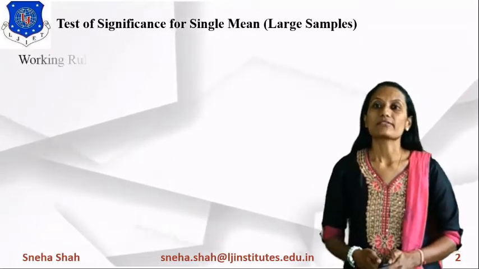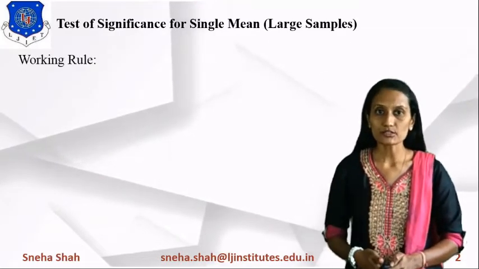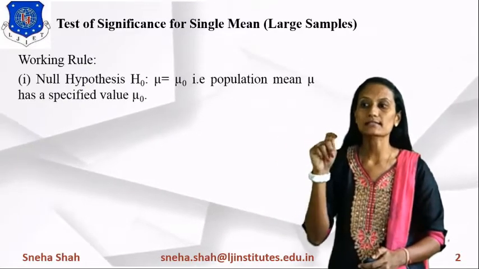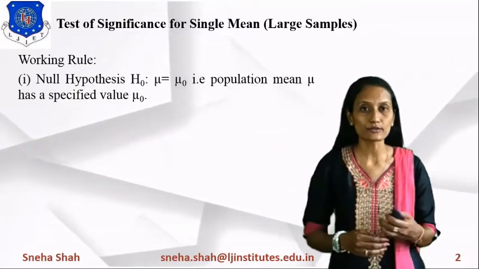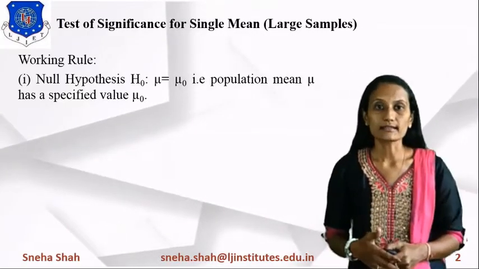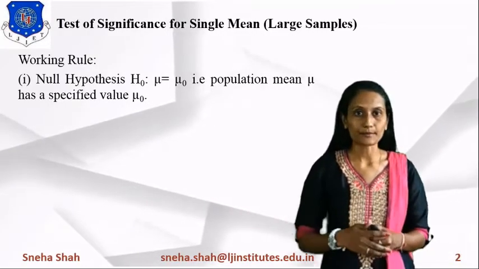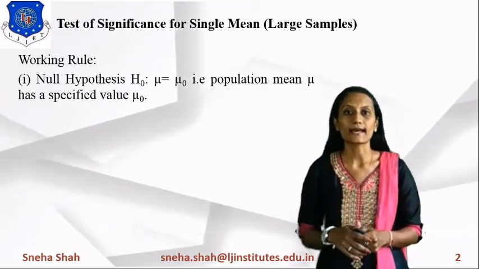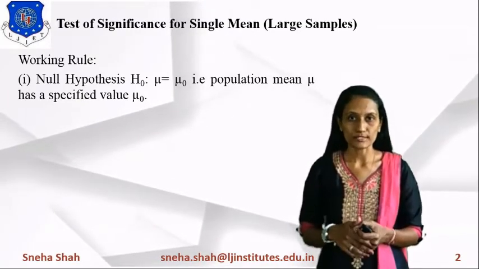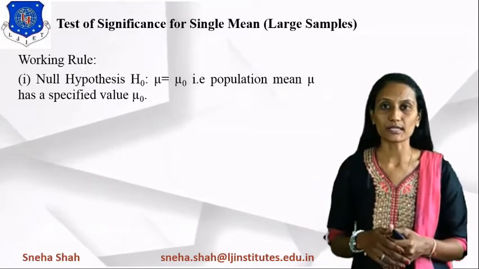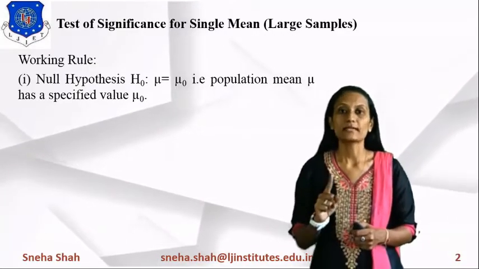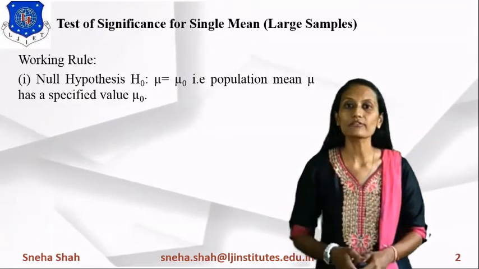Here we will define some working rules. The first rule is defining the null hypothesis. So what is a null hypothesis? A null hypothesis means we are making some assumption. It is represented as H0. Here we consider that mu equals mu 0. It means the population mean, mu, has a specified value of mu 0, meaning we are taking a single value of the mean.